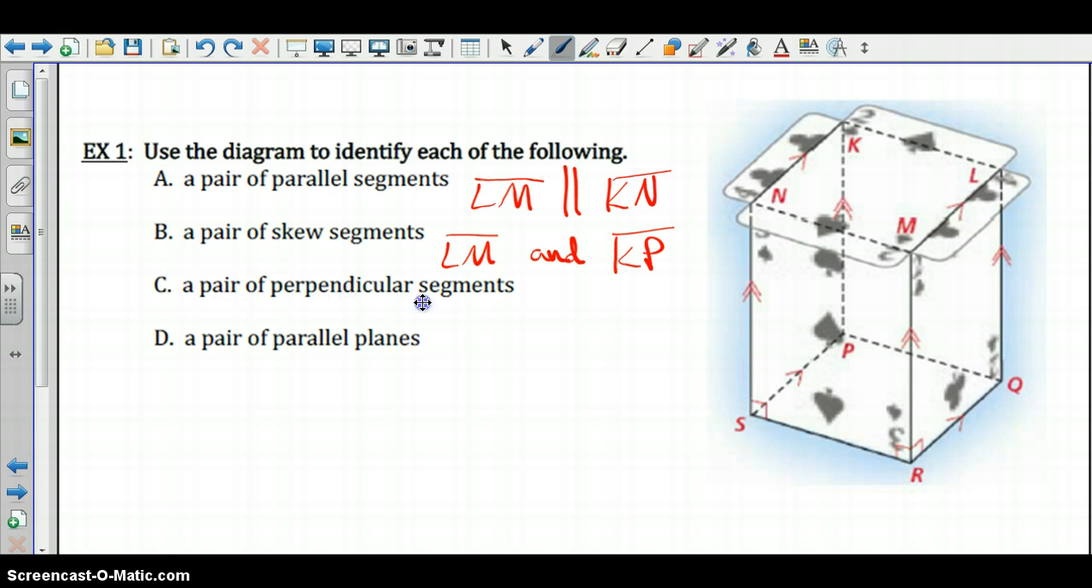Next, a pair of perpendicular segments. Remember, perpendicular segments are marked as right angles. So we have a right angle symbol here and a right angle symbol here and here at the corners at R. So we can take our pick of any one of these right angles to pick a pair of perpendicular segments. Let's start with the first one I circled. We can say that segment NS is perpendicular to segment RS.